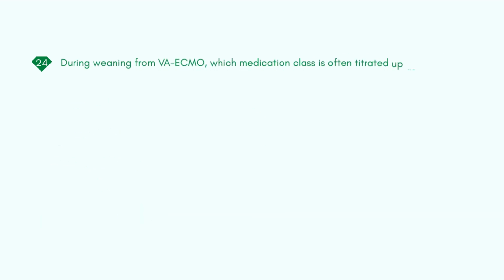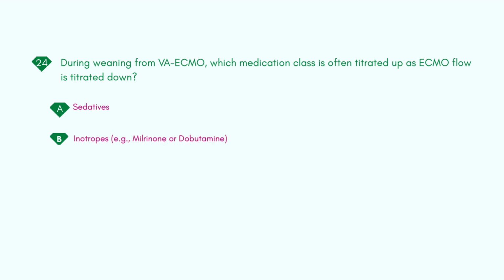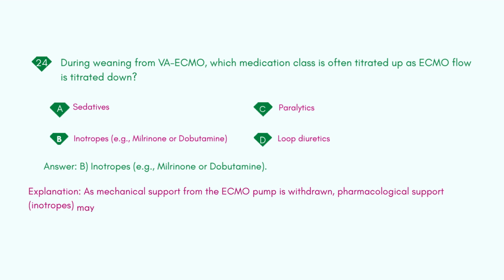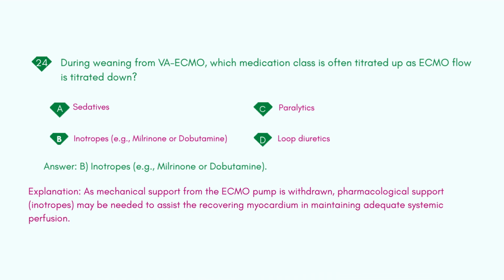During weaning from ECMO, which medication class is often titrated up as ECMO flow is titrated down? A. Sedatives. B. Inotropes, e.g., milrinone or dobutamine. C. Paralytics. D. Loop diuretics. Answer: B. Inotropes, e.g., milrinone or dobutamine. Explanation: as mechanical support from the ECMO pump is withdrawn, pharmacological support, inotropes, may be needed to assist the recovering myocardium in maintaining adequate systemic perfusion.